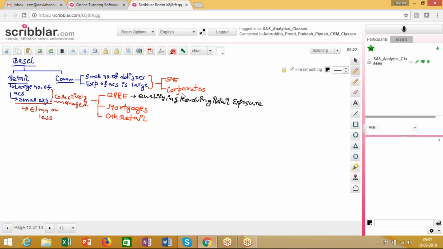Now, the products that are there in this, we can talk about two broad types of products. One is credit card. The other is an overdraft.